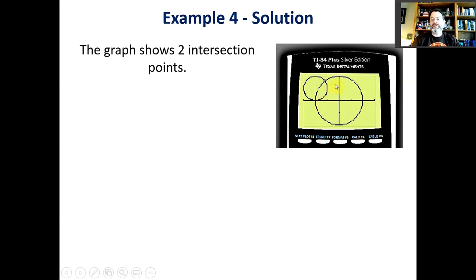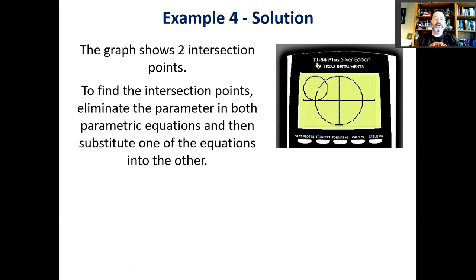And then up here, it's hard to tell what the y-coordinate is, like 1.6 or something. So the way we do this, to find the intersection points, we eliminate the parameter in both parametric equations, then substitute one of the equations into the other. So this sounds really hard. It's not, but it does have a lot of algebra.